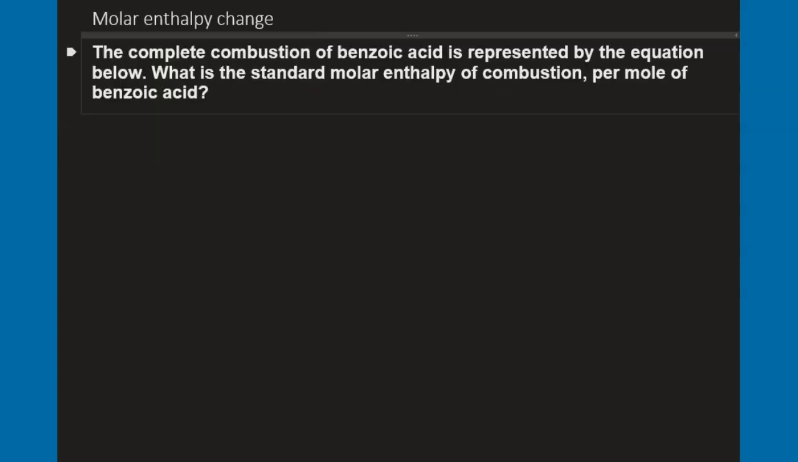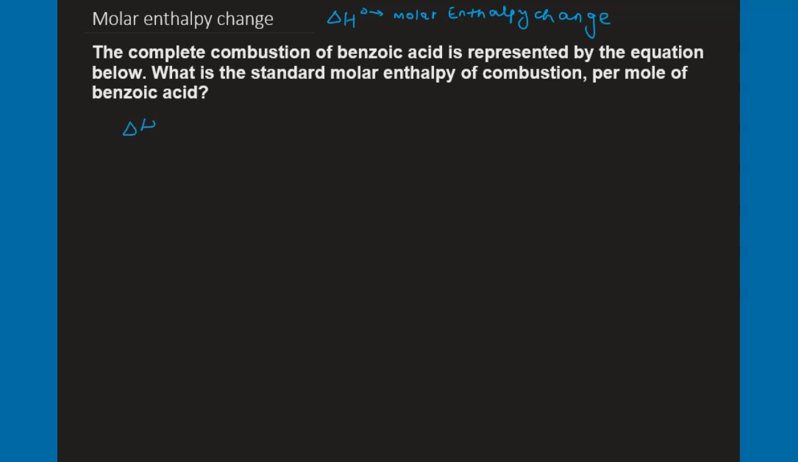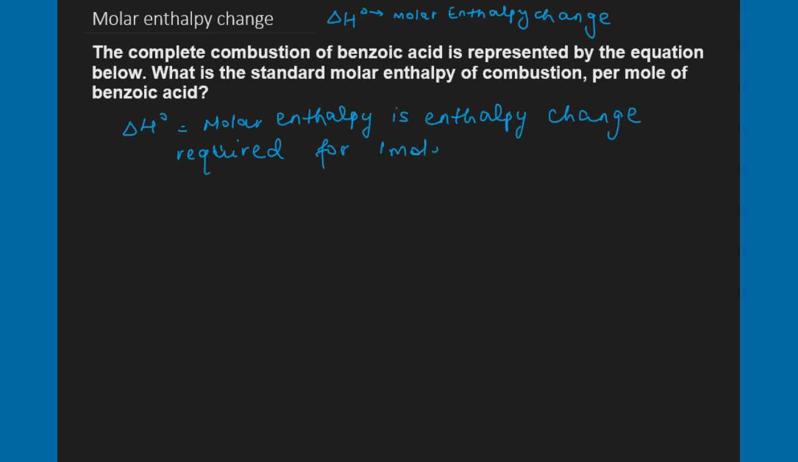We all know what is molar enthalpy. Let's understand the representation of molar enthalpy. Molar enthalpy is delta H naught. This naught represents molar enthalpy change. As we know, molar enthalpy is nothing but the enthalpy change required for 1 mole of a substance. This is just a simple definition of delta H naught or molar enthalpy.